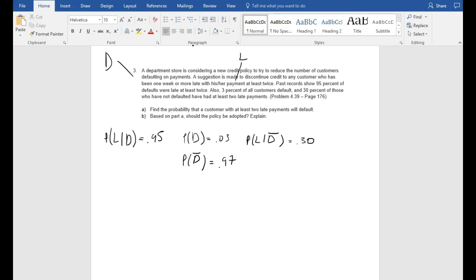Okay, so let's read the question first. Find the probability that a customer with at least 2 late payments will default. So what is that asking? Given that they have at least 2 late payments, the probability that they'll default. So this is the probability in question. I'll just call it question A: the probability, given that they have at least 2 late payments, that they will default.